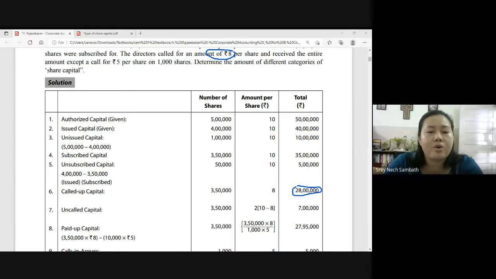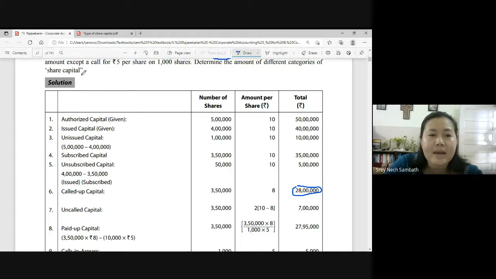Okay, and now paid up capital. So this is the amount they want to call up. They want to call up 8 rupees for everything, and the 2 rupees remaining is uncalled up. And then it has mentioned here that it has received the entire amount. So it means that the entire 8 rupees that they called up for has been paid, except, but they give the exception here, right? Except for 5 rupees per share on how much? 1,000 shares. Okay, 1,000 shares.